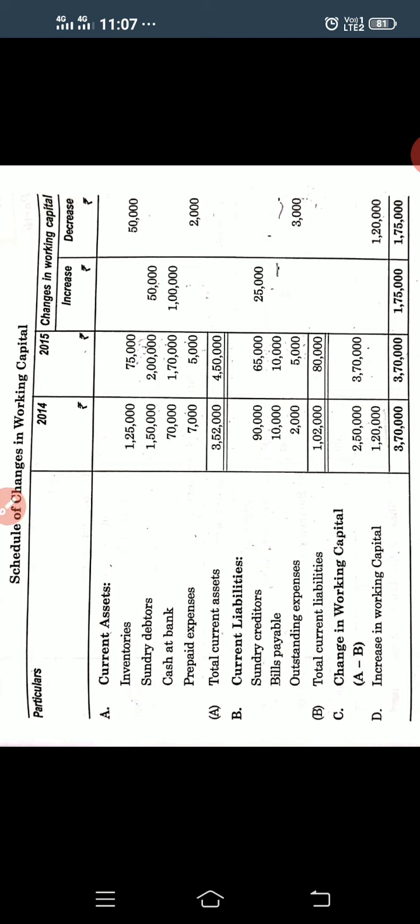So this is the first step to calculate the fund flow statement.